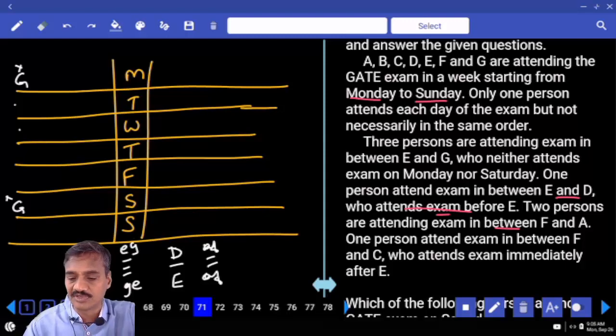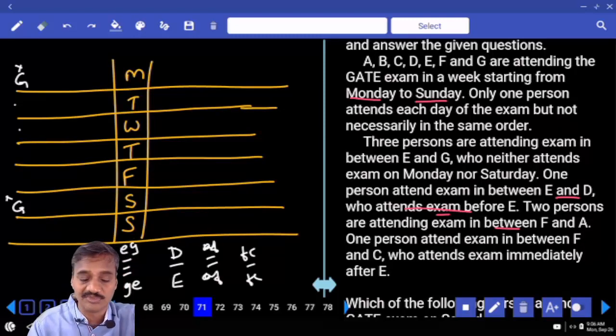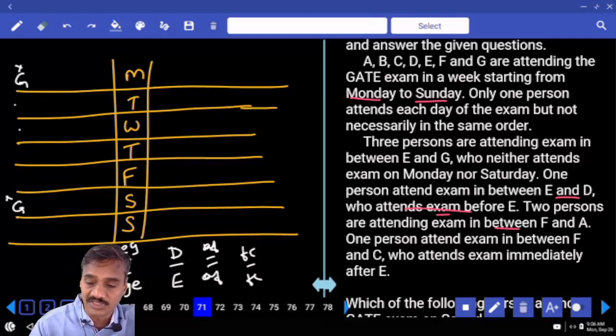And 1 person between F and C. And 1 person between F and C ante F is here and C is here. There must be exactly 1 person. And C who attends the exam immediately after E. And C attends the exam immediately after E and C must be at this place.